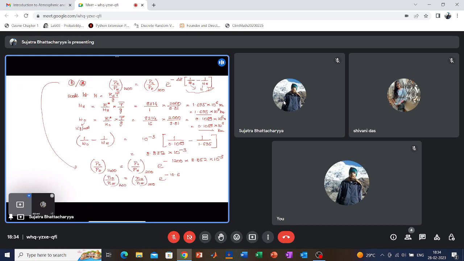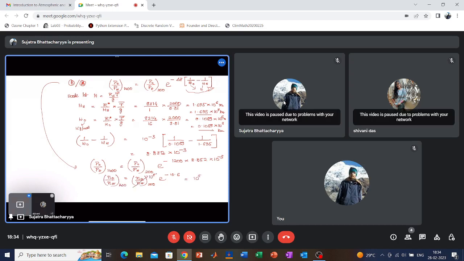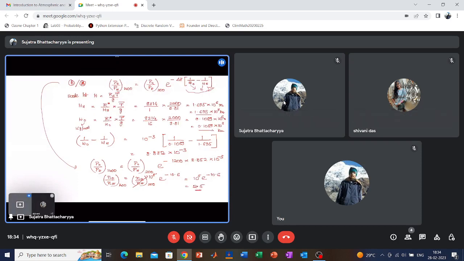What is this? 10 to the power 5, already given in the question. So 10 to the power 5 e to the power minus 10.6 comes out to be about 2.5. So the answer of number density of oxygen atom to number density of hydrogen atom at 1400 kilometers is about 2.5. This is the answer. So it's a long question, but very fundamental and very good question to attempt. Fine.